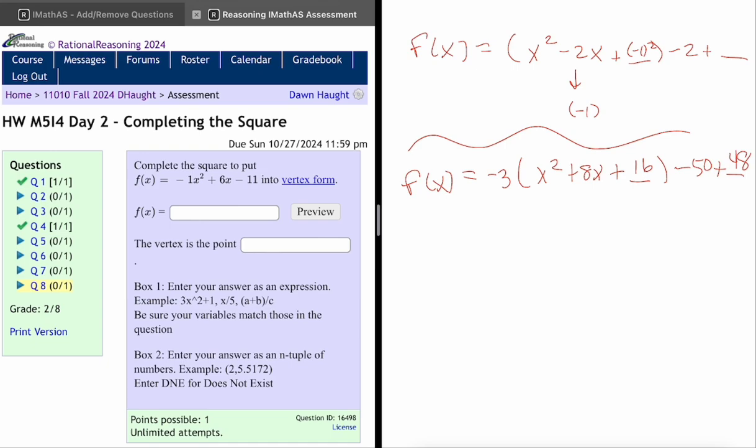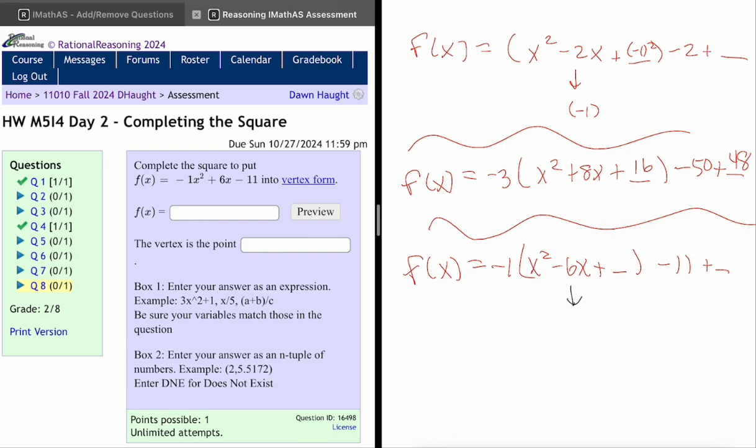And then let's do question number 8. It says complete the square to put it into vertex form. So I'm going to divide off the negative 1. I'm going to get x squared minus 6x minus 11. Okay, so that's our initial step. We're going to do half of negative 6, which is negative 3 squared is 9. But there's a negative there. So negative 9, the opposite of that is to add 9.